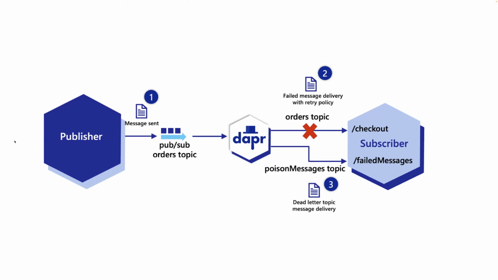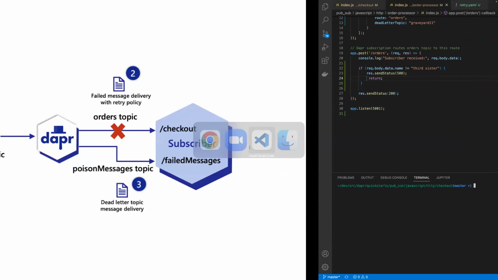In this diagram here, we see the publisher on the left publishing a message to Dapr over the orders topic for the pub/sub component, and then Dapr tries to deliver it to the checkout method of the subscriber, but it fails because there is something we didn't expect, and the subscriber returns an error to Dapr. Dapr then takes this message and puts it into the dead letter topic, a topic that was configured to be named failed messages, which can later be subscribed to. So let's go to code and see what that looks like.